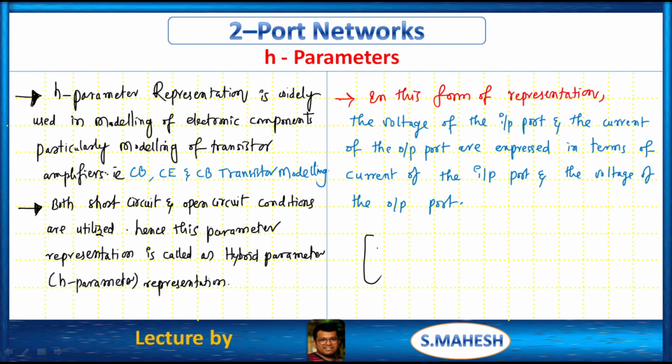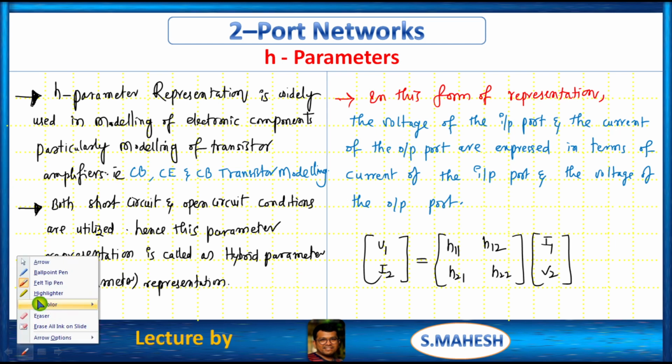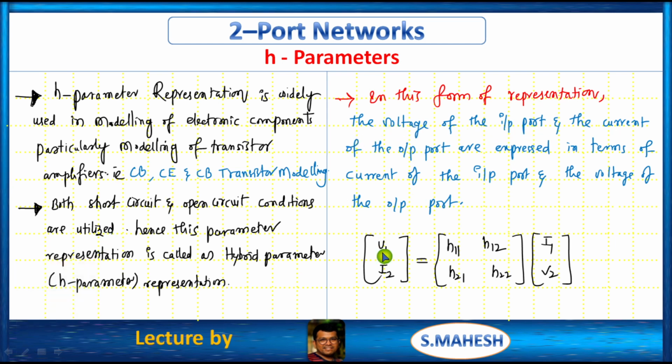Now we can represent the voltage of the input port V1 and the current of the output port I2, which are represented with H11, H12, H21, H22, which is equal to I1, V2. Now let's read this sentence. The voltage of the input port V1 and the current of the output port I2 are expressed in terms of current of the input port and the voltage of the output port. Clear?